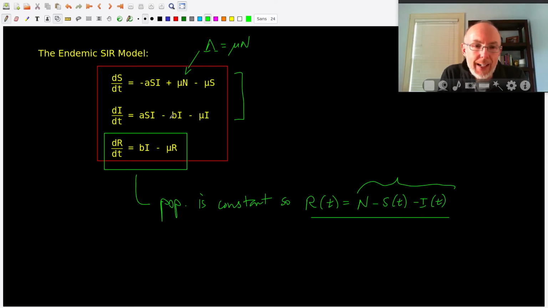And in fact, the R variable does not appear at all in these equations. N is a constant. And so I can treat it, as I did before, as a system of two equations and do a graphical analysis. But before I do that, let's factor these equations a little bit.